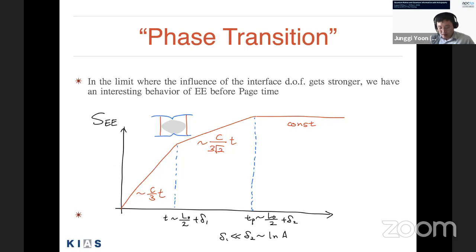So early time it's c/3, as this is the usual behavior, but when the interface degree of freedom becomes stronger, which means that this interval approaches the interface, then it starts to behave in this way, with another slope. And then we found this is late, when some shadow region touches this Ryu-Takayanagi surface.